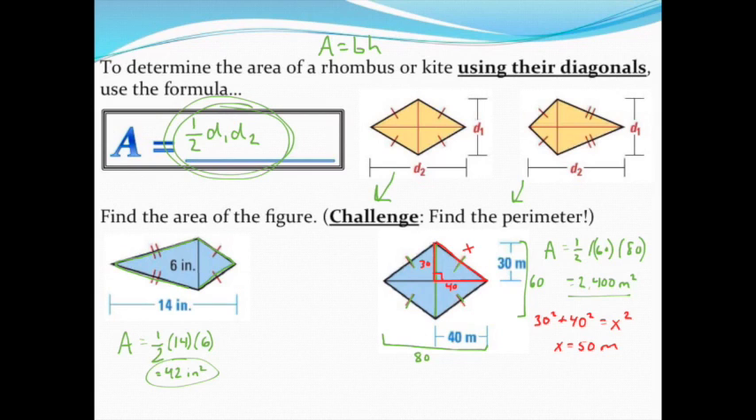And as we said, all the sides, since we have a rhombus, are 50. So I can label all of the sides as 50 meters, which means the perimeter is going to be 50 times 4, or just add 50 to itself 4 times, to get me a perimeter of 200 meters for this figure.